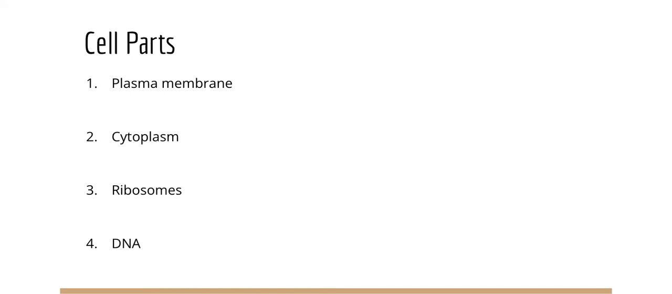Now I want to focus on both types of cells, prokaryotic and eukaryotic, and how both of those cells have four common features that no matter what, if it's a cell, it has these four things. It's guaranteed every single time. Now remember that prokaryotic cells and eukaryotic cells are very much different, and we're going to talk about those differences here in a bit, but they do have some commonality.